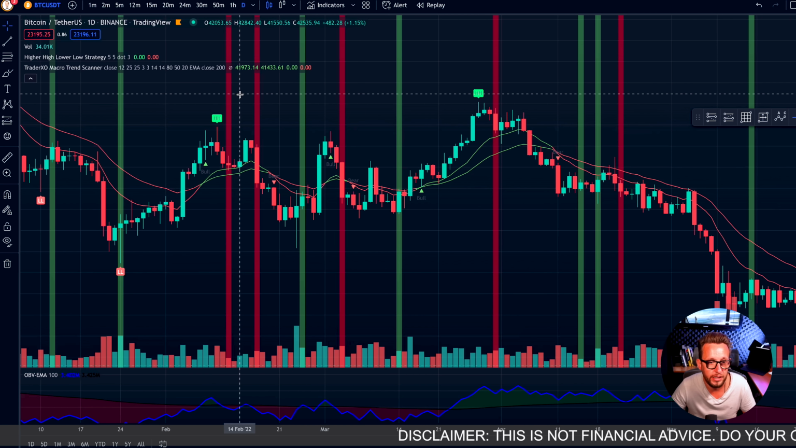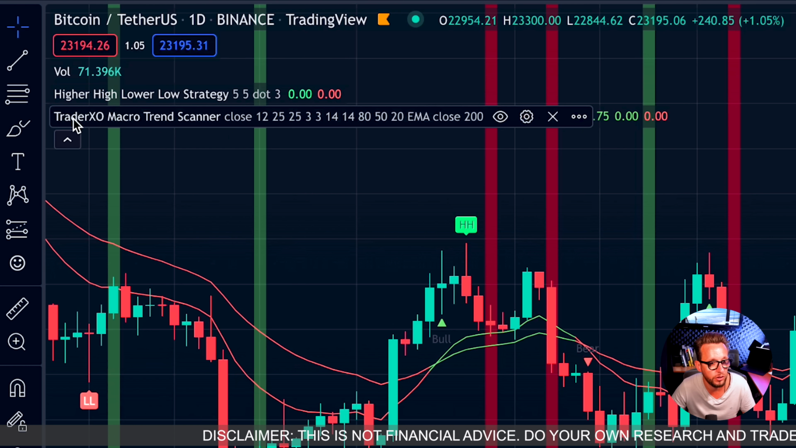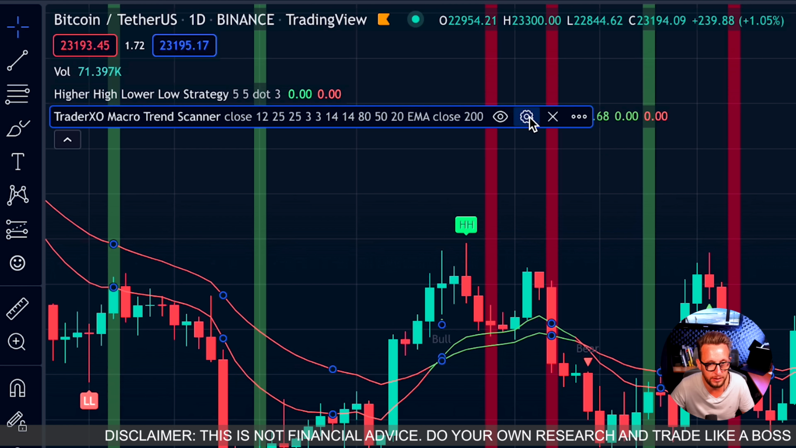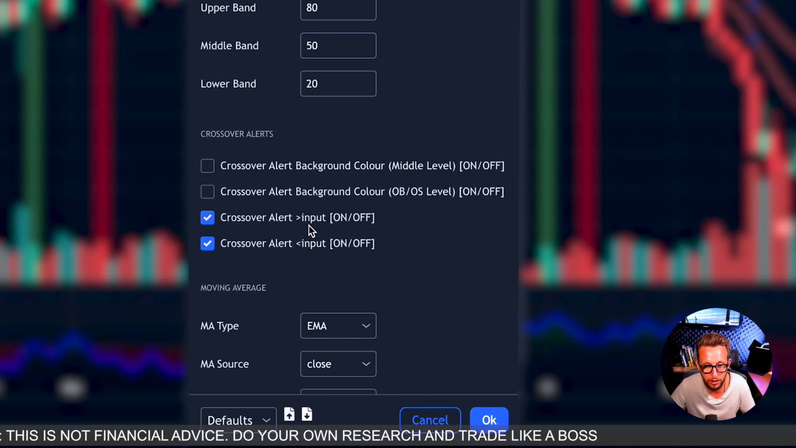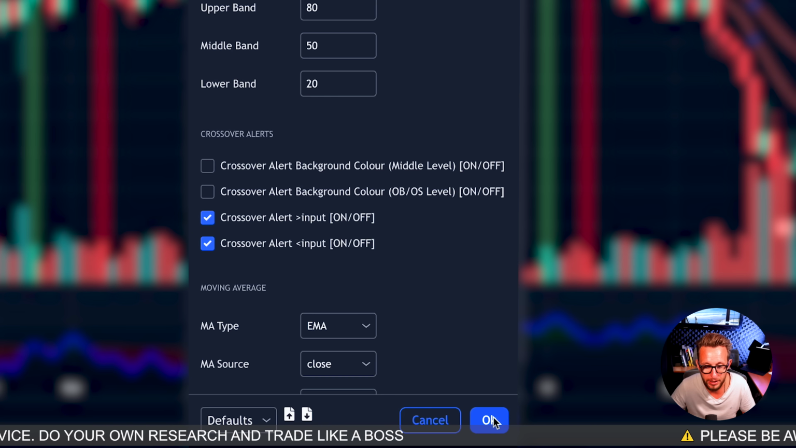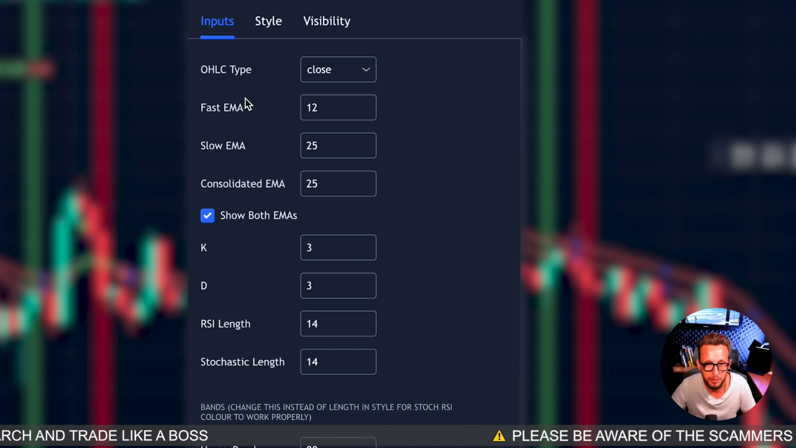Okay, so the red and green bars you'll be able to add by going onto the Trader XO and clicking the cog button there. We're going to add the two bottom here. So this is the crossover alert on off input and under input, which is that there. I have been looking at the code of this trading strategy, which I'll go through in a minute. And then we have the EMAs that are there, which is that one there and there.